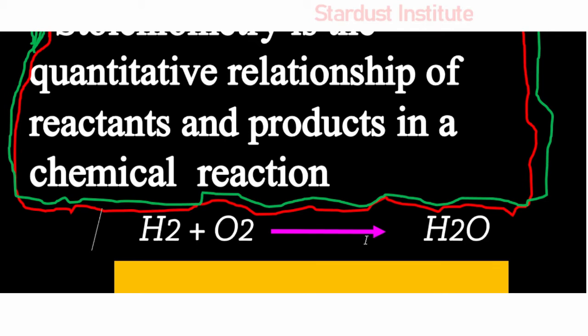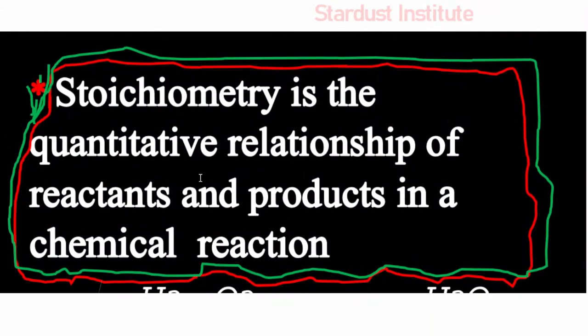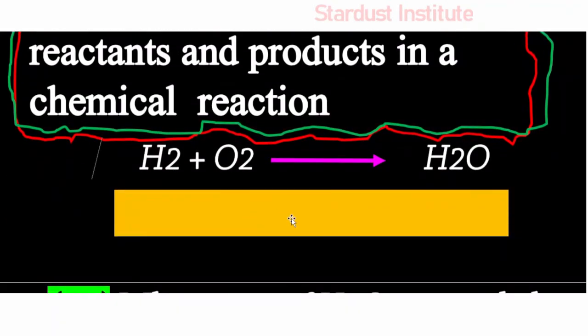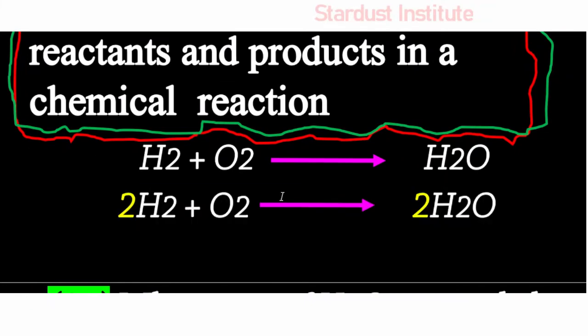But this chemical equation is not balanced. When we balance this chemical equation, we can find the quantitative relationship of reactants and products in this reaction. 2H2 plus O2 we can get 2H2O.